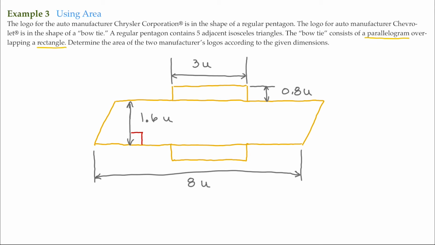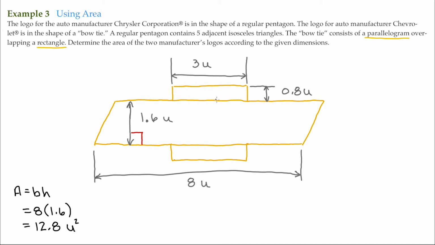to determine the area of a parallelogram, the area is the base times the height. We have a base of 8, and we have a height of 1.6. So that comes out to be 12.8 square units. Don't forget, we have to put the square there to show that that's designating area.